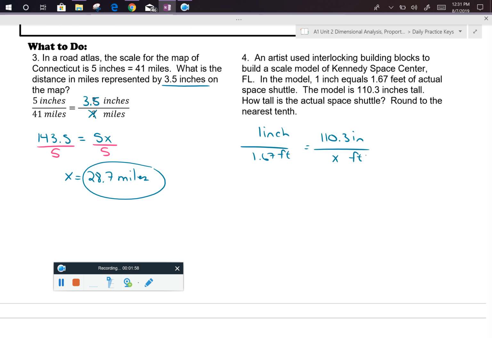So we'll start by cross multiplying the 110.3 by the 1.67 to get 184.201, which will be equal to 1x, or just x. In this case, there's nothing to divide by. So rounding to the nearest tenth, we would say that the height is 184.2 feet.